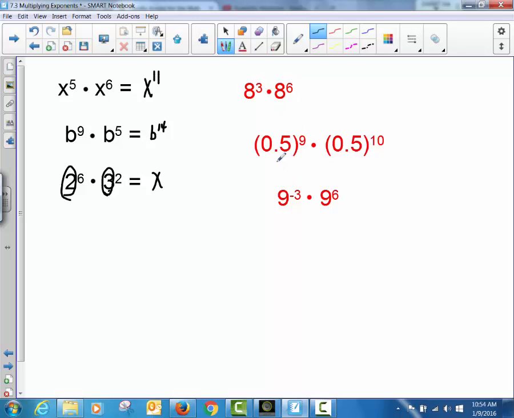Alright, now you do it. We've got 3 of them over here. Pause the video, try them, and then come back to me. Okay, we've got 8, same base, so we write the base down, and 3 and 6 make 9. We have the same base of 0.5, so we've got 0.5. Add the exponents, and we get 19. We've got 9 to the negative 3 and 9 to the 6, so we add. Negative 3 plus 6 gives us positive 3. Did you get all three of those?